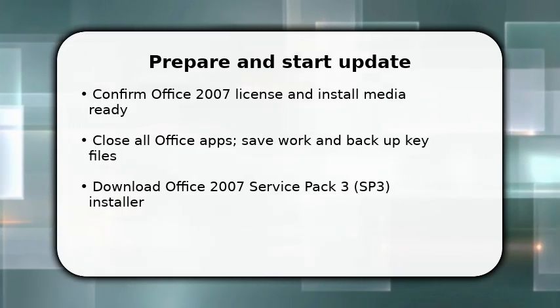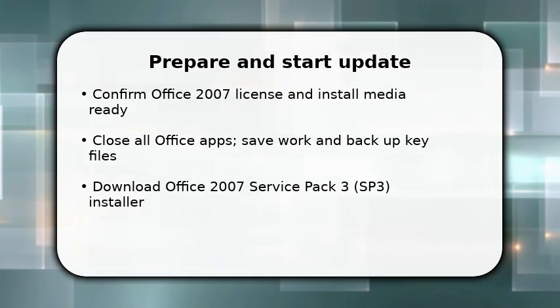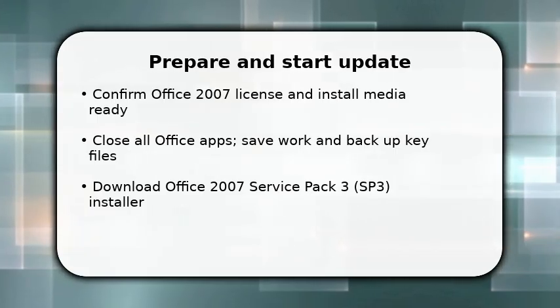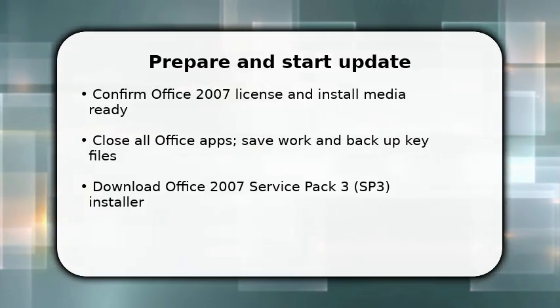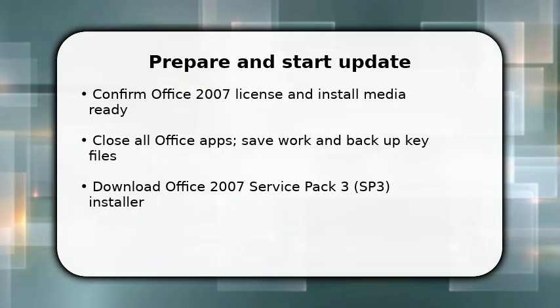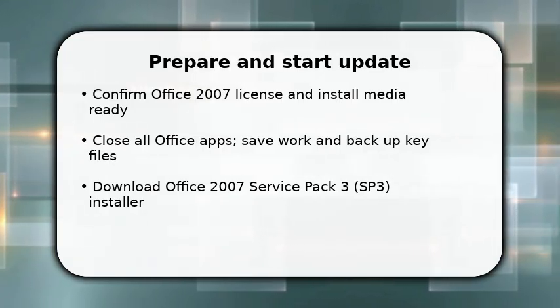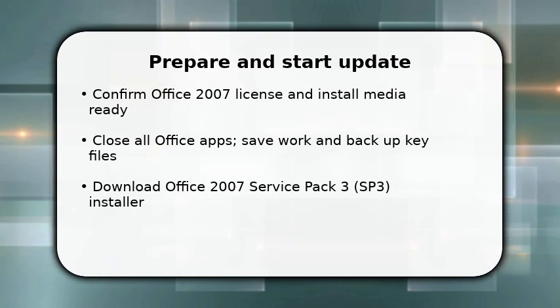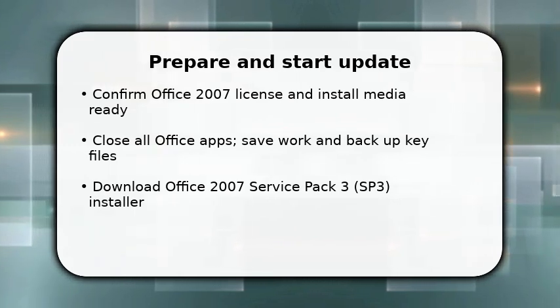Next, obtain the official Service Pack 3 installer for Office 2007 and place it on your desktop. This single package contains cumulative fixes, so you don't need multiple hotfixes. Make sure System Restore is enabled before installing, in case you need to revert.